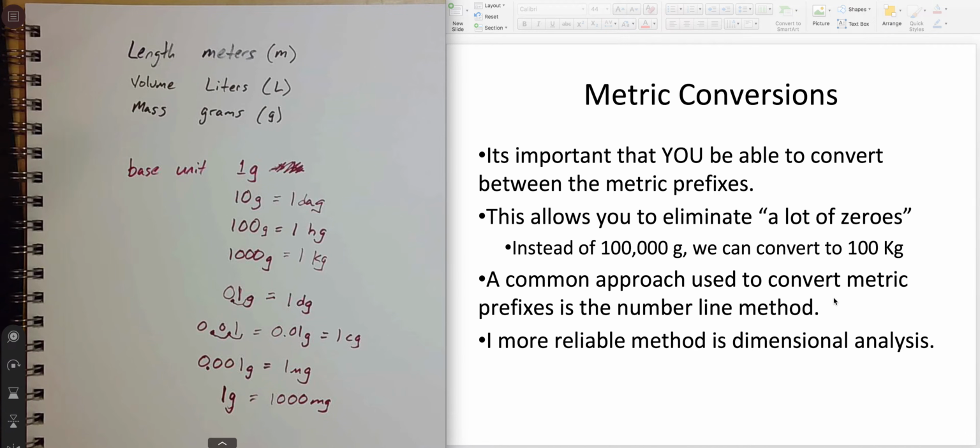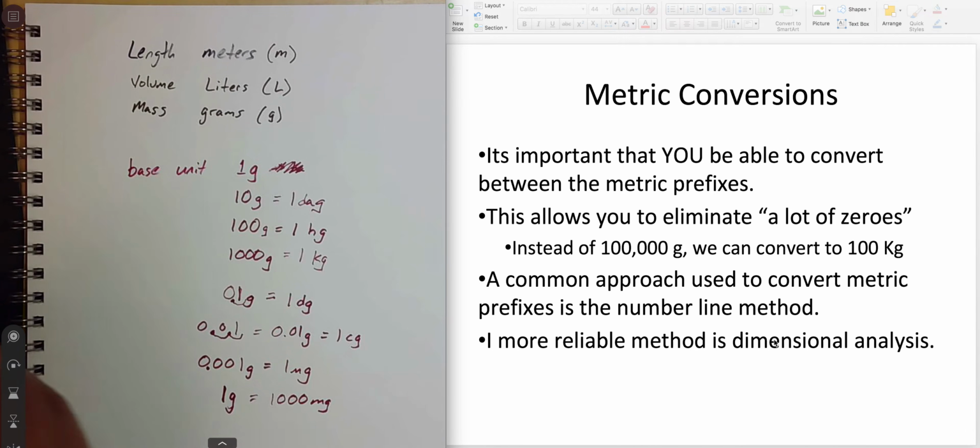There are a couple different methods. Something that you may have learned in the past is called the number line method. I don't recommend the number line method anymore because things are going to start getting too complicated to use the number line method. If you do have a problem that you can convert inside the metric system, then you can use the number line method, but I'm not going to reteach it to you. If that's something you already know, great. If not, the more reliable method is called dimensional analysis.